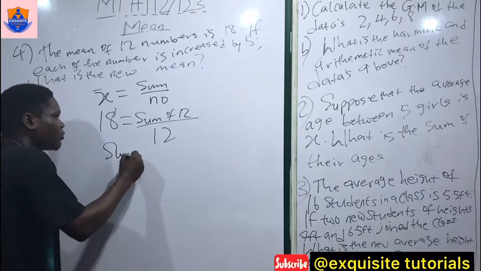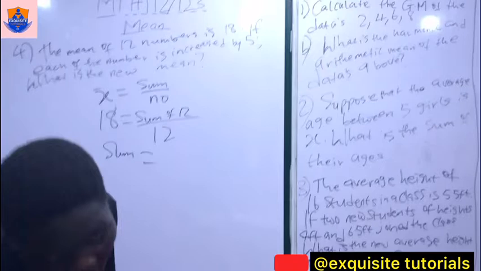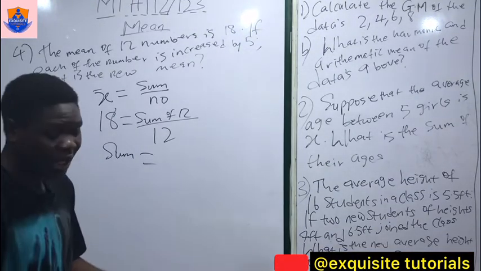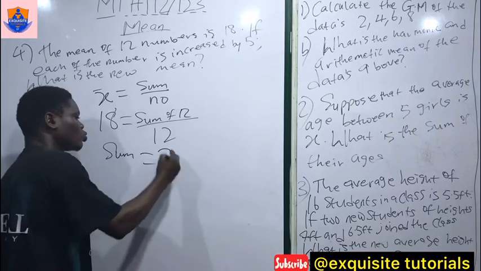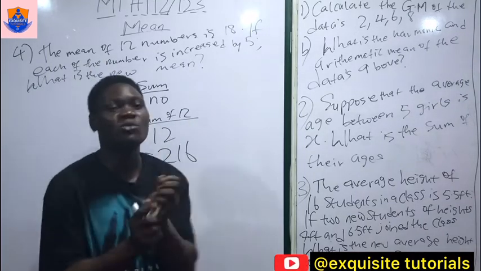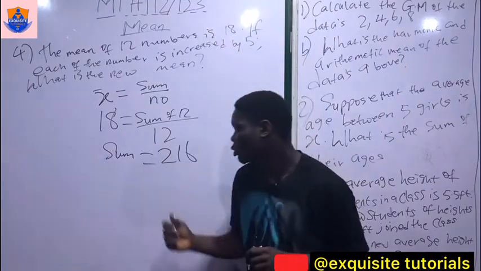So the sum of these numbers becomes 12 times 18. So we have 12 times 18. That's 216. So we have gotten the sum of all these 12 numbers. It means that all these 12 numbers add up to 216.